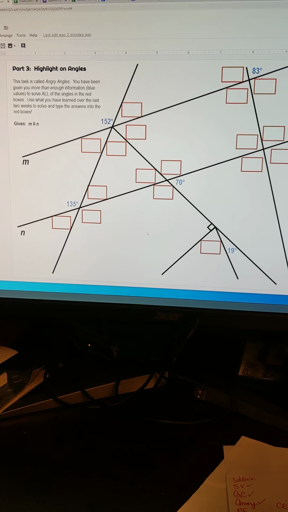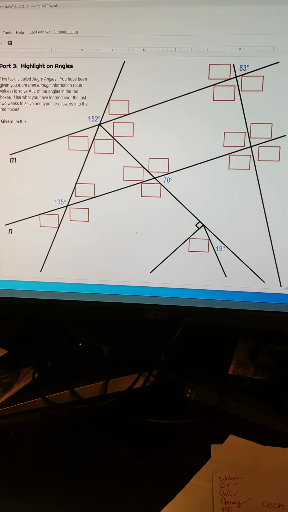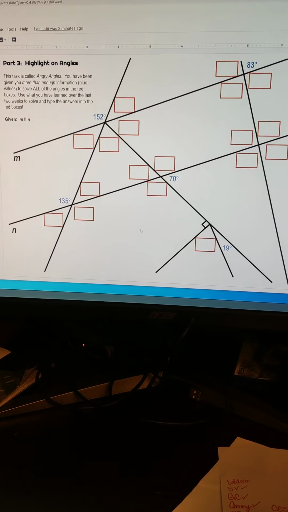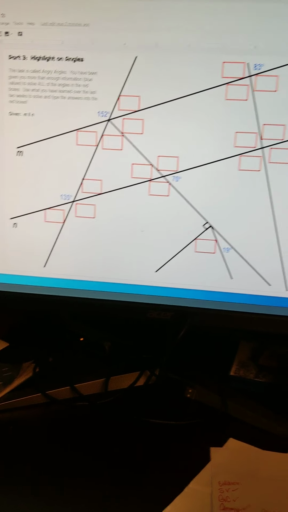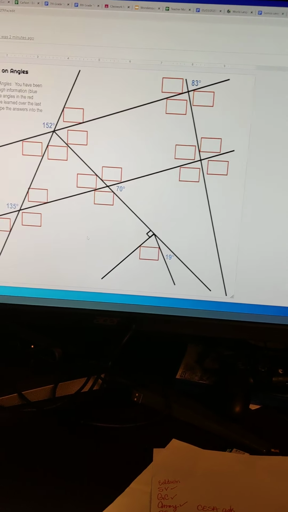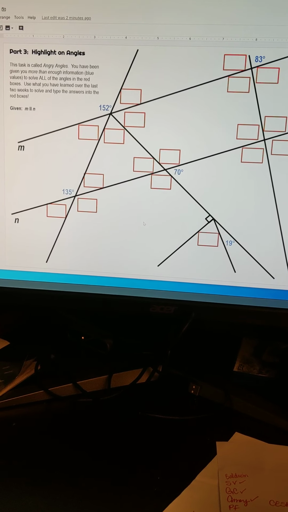So this is part 3. We're still talking about angles, and we're going to use some of those facts that we have learned to fill out this chart. You have this in Google Classroom, and this is called Angry Angles, probably because it might make you angry, and that's okay, because we'll learn in that process, so no worries.